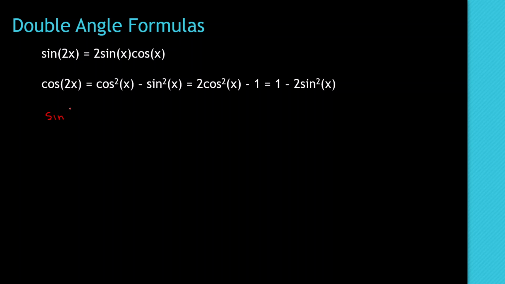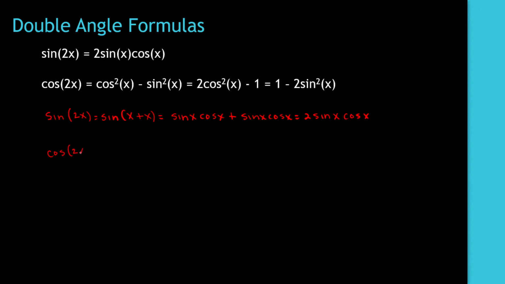So let's think back to our summation formulas. So sine of 2x is like sine of x plus x. So according to our summation formula, this would be sine of x cosine of x plus sine of x cosine of x. So that is twice sine of x cosine of x. So that was pretty straightforward.